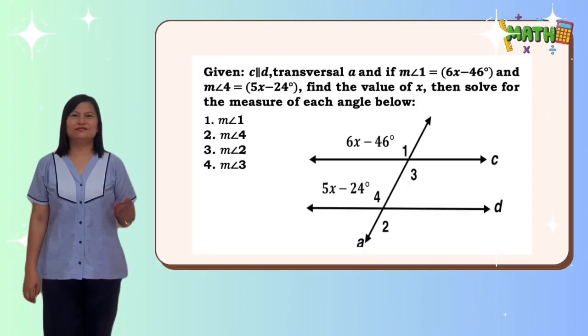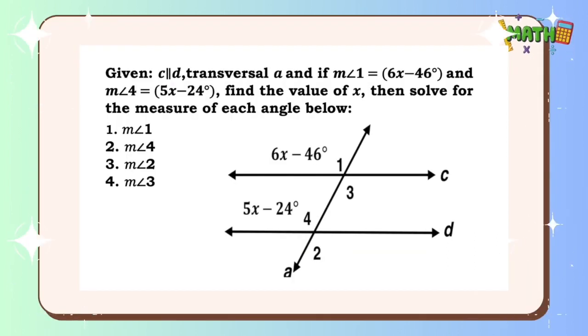Example 2. Given line C is parallel to line D, transversal A, and if the measure of angle 1 is quantity 6x minus 46 degrees and the measure of angle 4 is quantity 5x minus 24 degrees, find the value of x, then solve for the measure of each angle below.